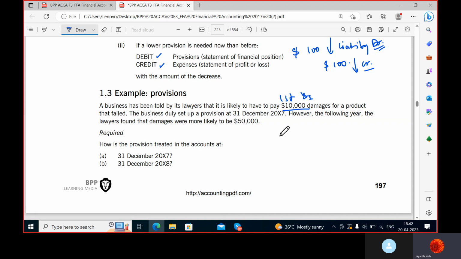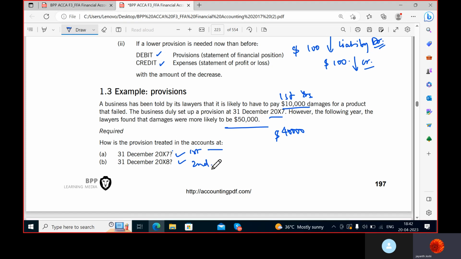The business duly set up a provision at 31st December 2017. However, the following year, the lawyers found that the damages were more likely to be 50,000. So what we can see, this is 40,000 more than the old provision that the lawyer had said. Okay. So how is the provision treated in the books of account for the subsequent years? Like in 31st December, for the first year, how the provision will be treated, and for the second year, how it is to be shown. Okay.